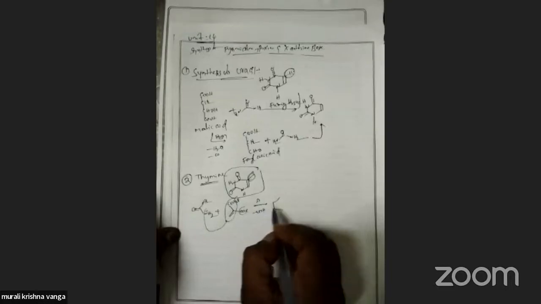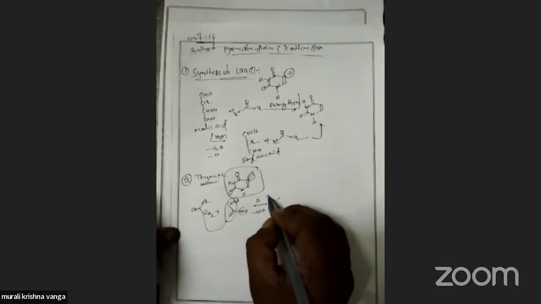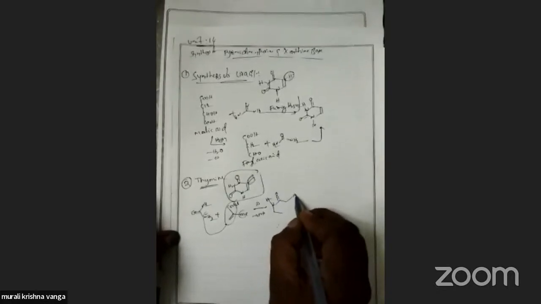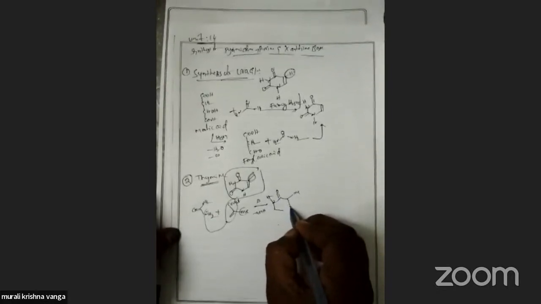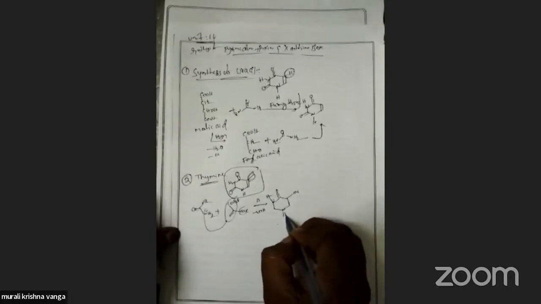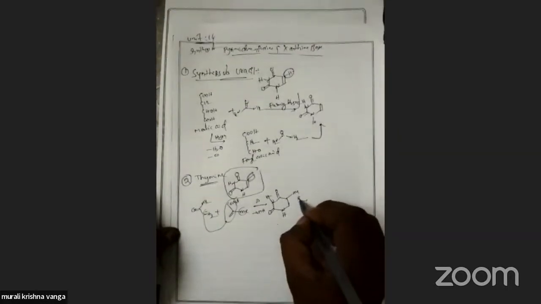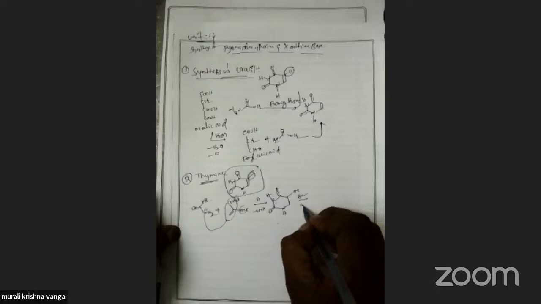Then followed by elimination of ethanol. Then the product is NH C double bond O methyl, the attached nitrogen here. Now it is involved in bromination in presence of acetic acid.